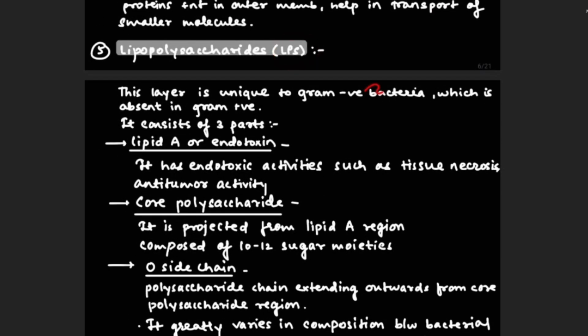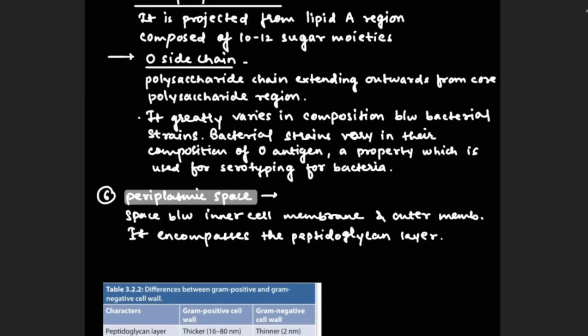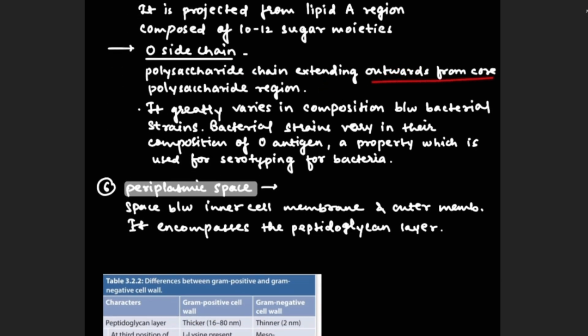This layer is unique to the gram-negative bacteria and it is absent in gram-positive. It is made of three parts: lipid A, core polysaccharide and O side chain. Lipid A has the endotoxic activities such as tissue necrosis and anti-tumor activity. Then core polysaccharide, it is projected from the lipid A region and it is composed of 10 to 12 sugar moieties. Then O side chain is a polysaccharide side chain which extends outward from the core polysaccharide region. The O side chain also varies in composition between bacterial strains.